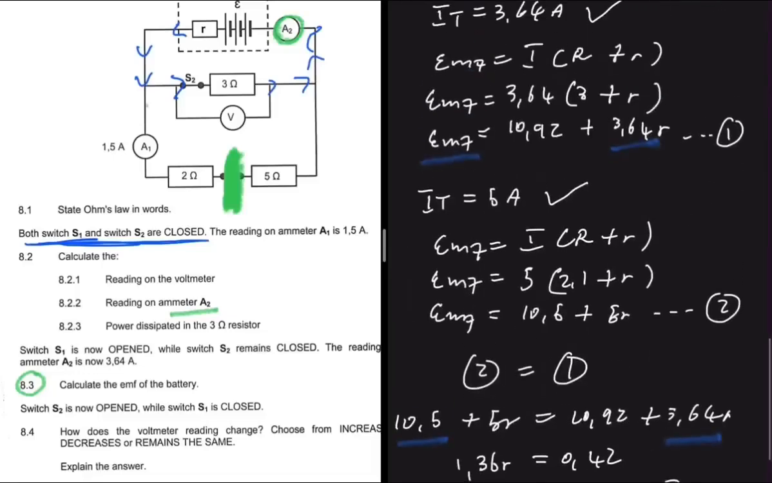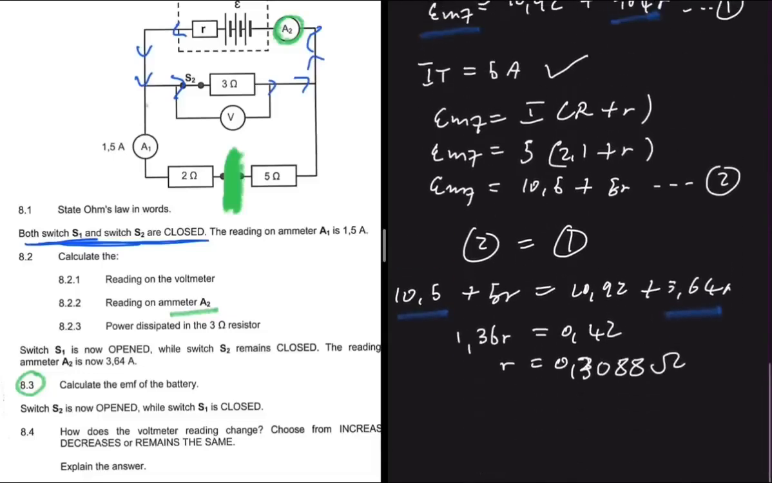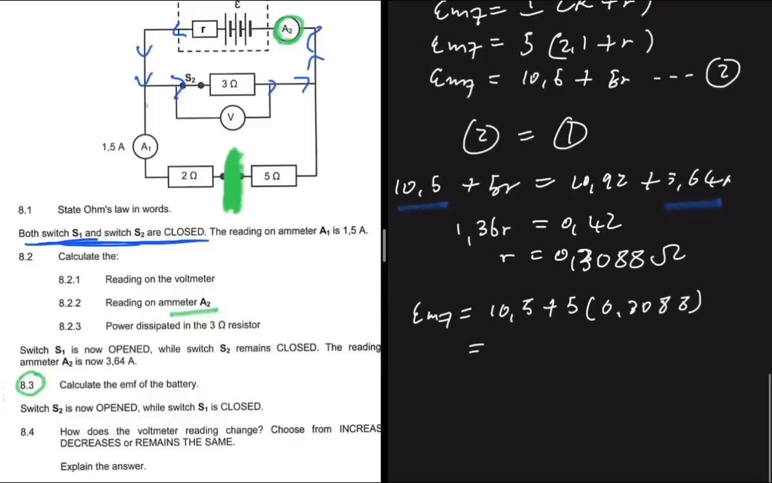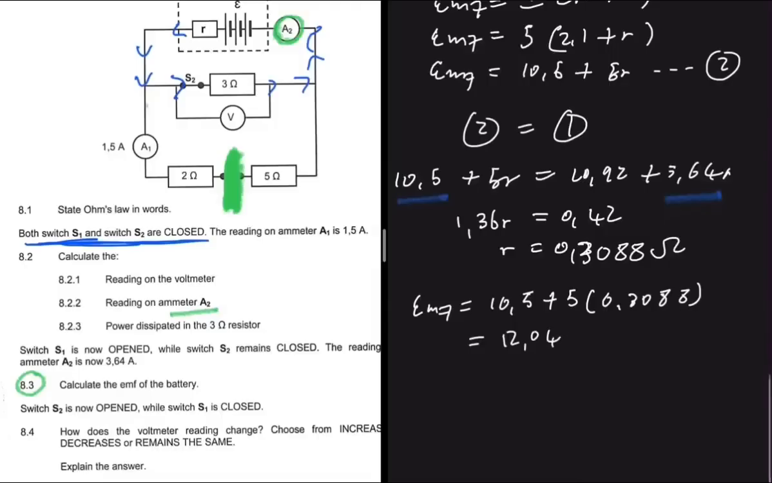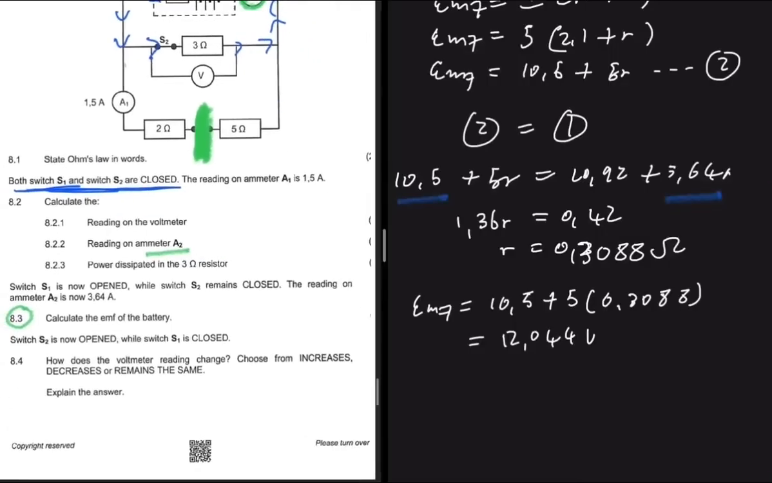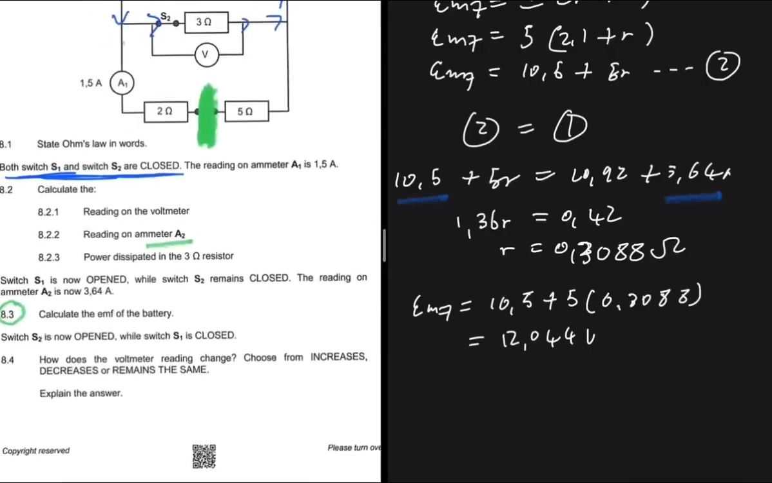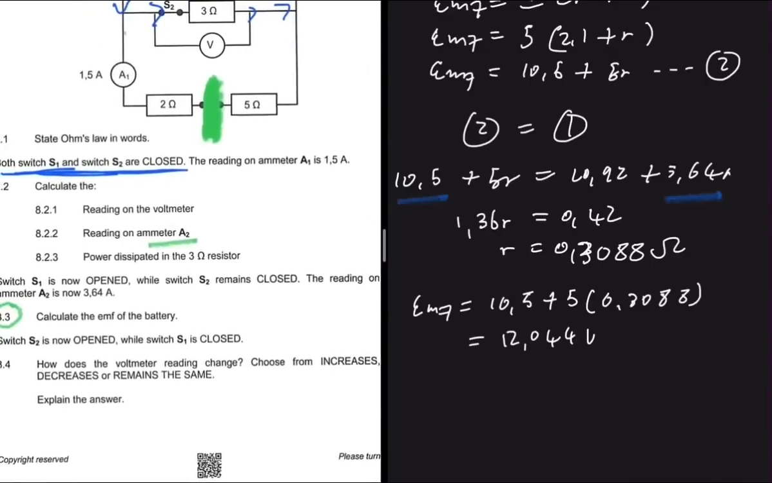Right, so we have the internal resistance. We can substitute it into either equation 1 or 2 to find our EMF. If we substitute it in equation 2, we get 10.5 plus 5 multiplied by 0.3088. I'm getting 12.044. So 12.044 volts seems to be our EMF. Now this question, 8.4, is actually out of 4 marks.